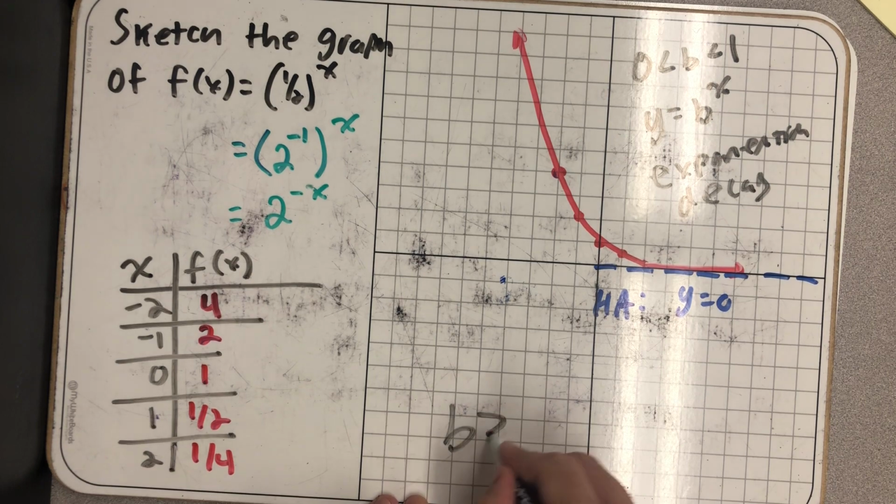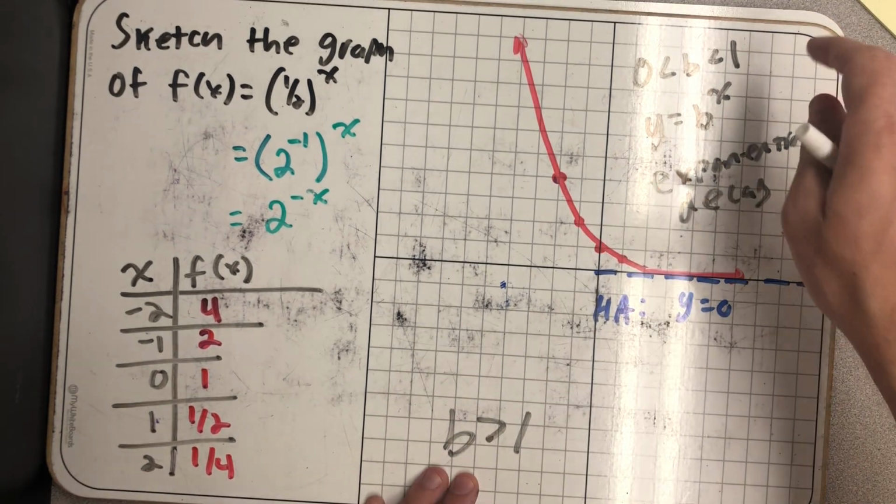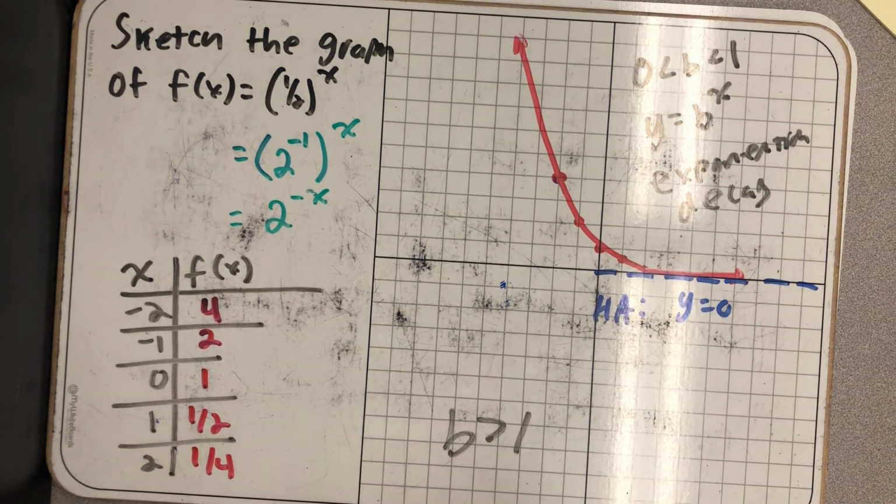So if the base is bigger than 1, we get exponential growth. Bases between 0 and 1, we get exponential decay.